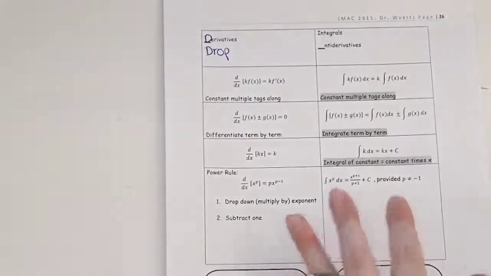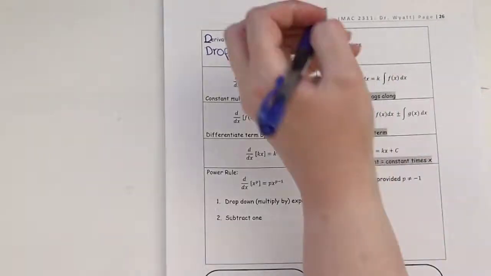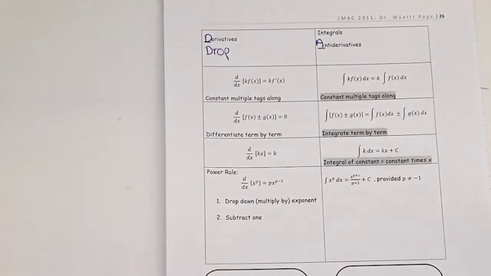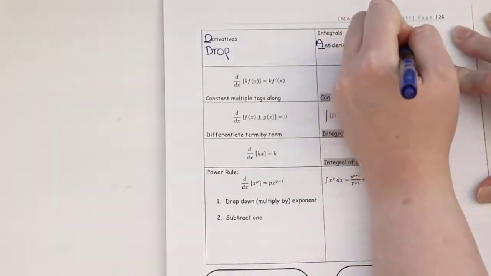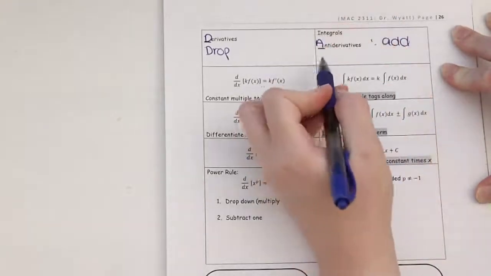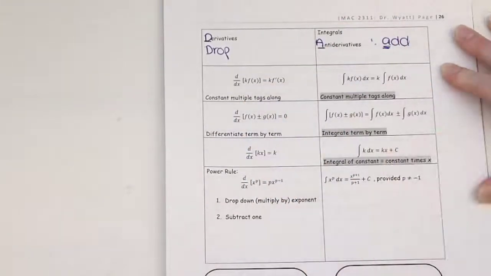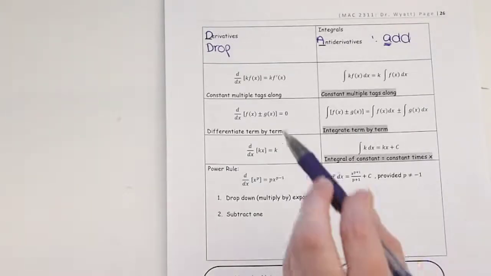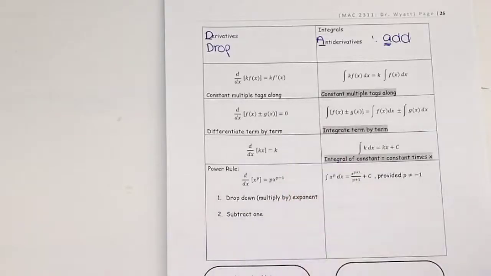Okay? Now, with an antiderivative, we are trying to go backwards. And if we are trying to go backwards, the opposite of dropping would be that we are going to be adding terms. So with an antiderivative, we are going to be adding terms. Okay, so keep that at the very front of your mind: with these integrals, antiderivatives, you're going to be adding things. Derivatives, you're going to be dropping things.